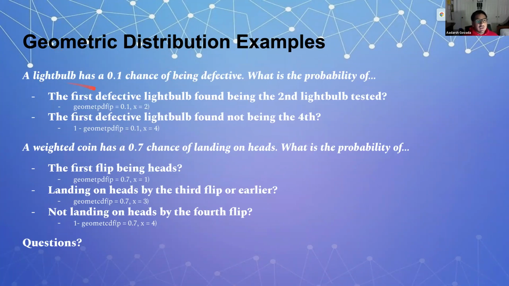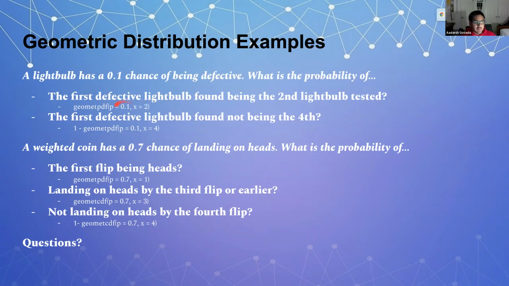So first off, we're going to use the same exact light bulb and weighted coin example, but we're going to use a geometric distribution instead of a binomial distribution because we're answering different questions. So a light bulb still has a 0.1 chance of being defective. What is the probability that the first defective light bulb found is the second light bulb that we test?